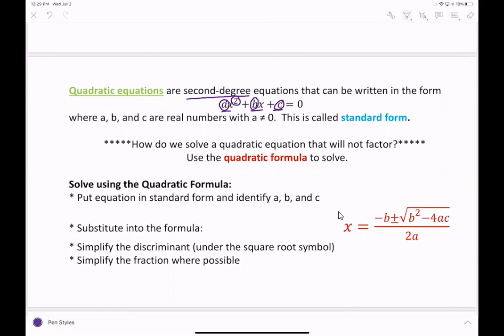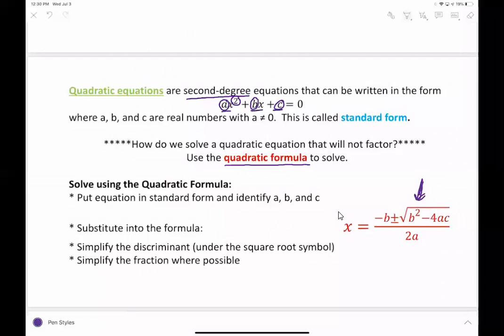So how do we solve a quadratic equation that would not factor? In a previous lesson, we solved quadratic equations by factoring, using the slip and slide and diamond method. Well, what if you had a quadratic equation that would not factor or break down using the slip and slide? Well, we can solve that quadratic using the quadratic formula, which is this formula right here.